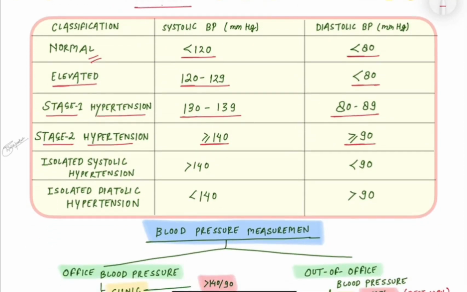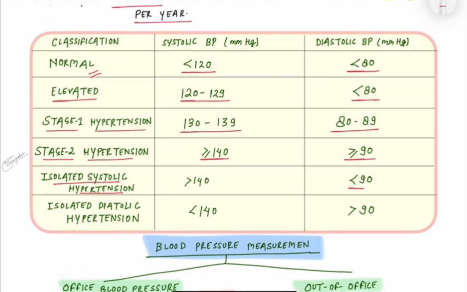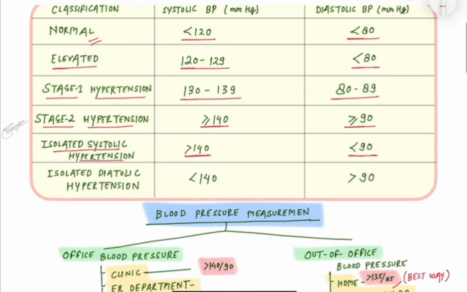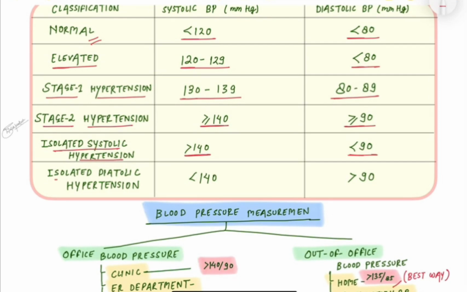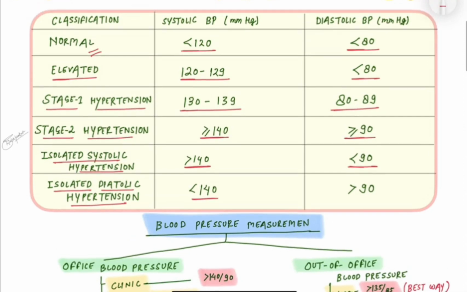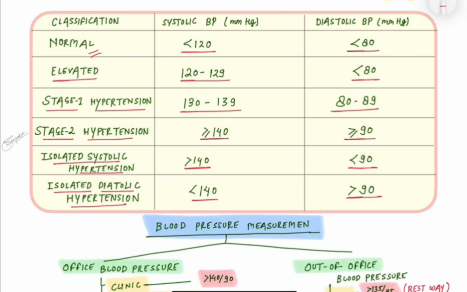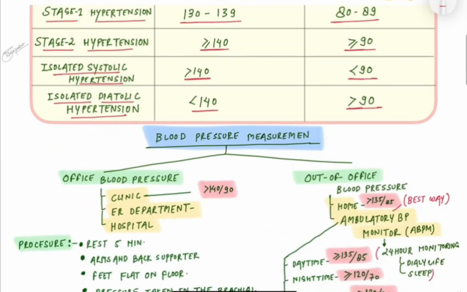Sometimes we have isolated systolic hypertension, in which the diastolic blood pressure is normal and systolic blood pressure is greater than 140. And sometimes isolated diastolic hypertension, in which the systolic blood pressure is normal and diastolic blood pressure is more than 90 mmHg.